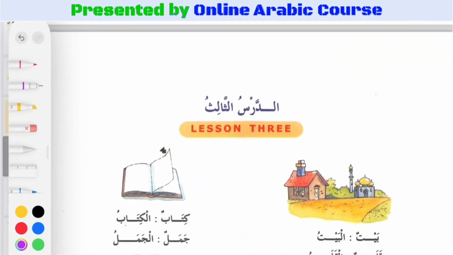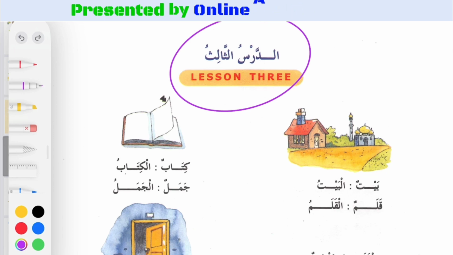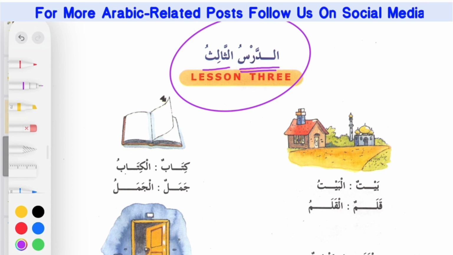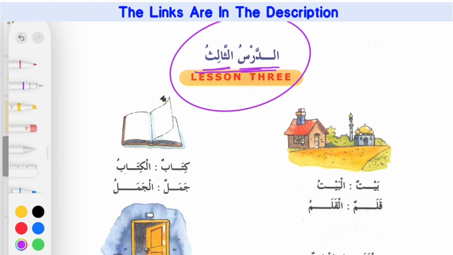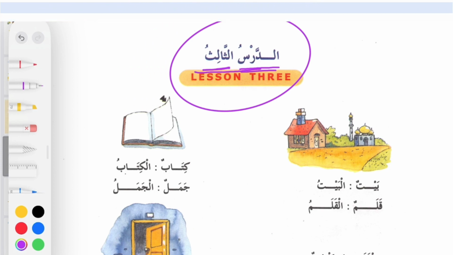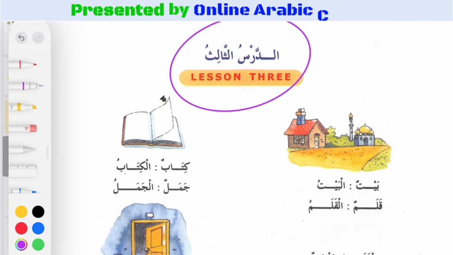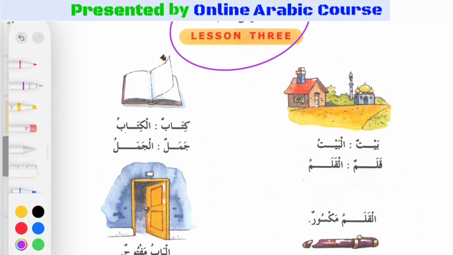And now today's lesson. First of all, we will understand this text. So it is written الدرس الثالث. الدرس means the lesson. الثالث means the third. الدرس الثالث, the third lesson. In English we can say lesson 3. So lesson 3, today's lesson is about nakira and ma'rifa.